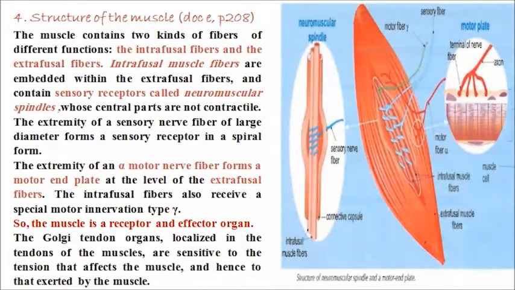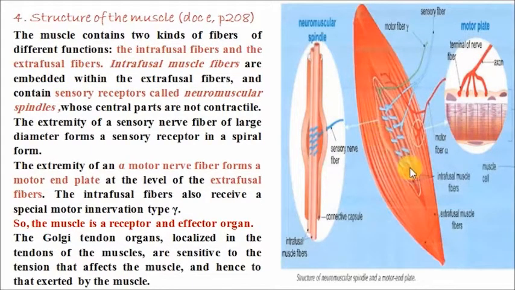Far we have talked about the structure of the spinal cord and its organization. Now we're going to be dealing with the structure of the muscle, which is found on page 208, document A. Now the muscle here contains two kinds of fibers of different function, which are the intrafusal fibers and the extrafusal fibers. Now if you look at the word intrafusal and extrafusal, you would have an idea concerning their location.